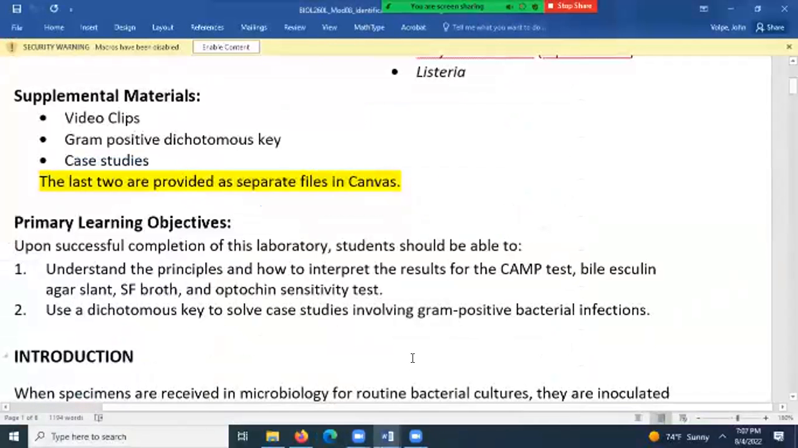All right, the learning objectives for this lab. Understand the principles and how to interpret the results for the CAMP test, the bile esculin agar slant, the SF broth test, and the optochin sensitivity test. Be able to use a dichotomous key to solve case studies involving gram-positive bacterial infections.